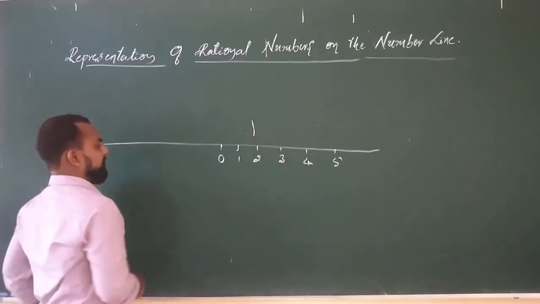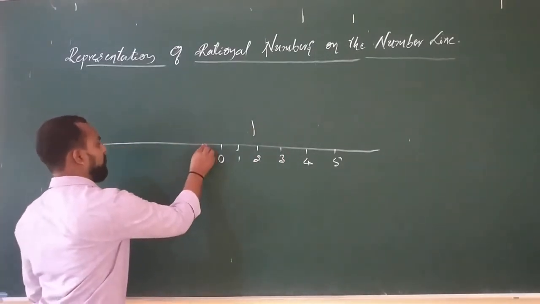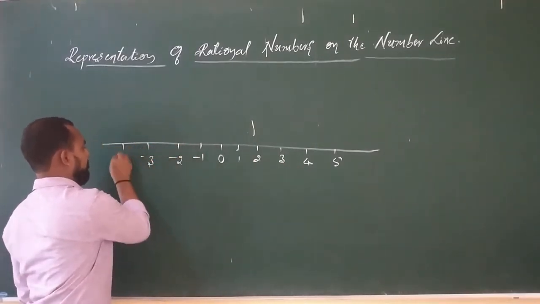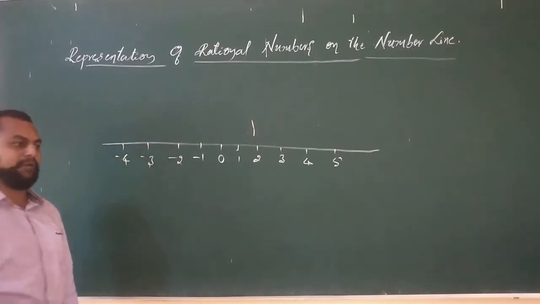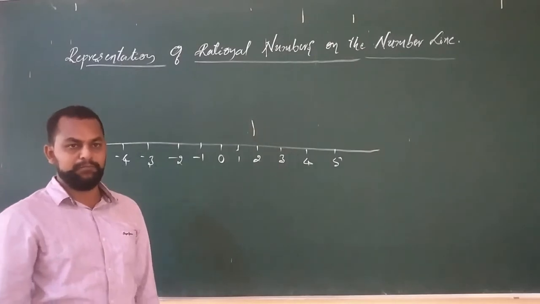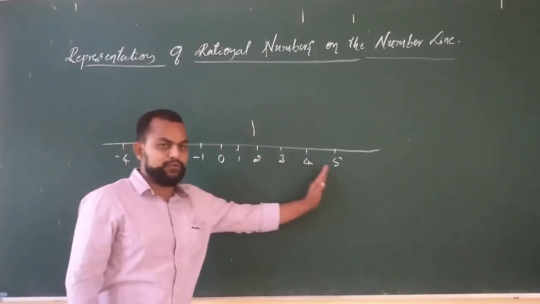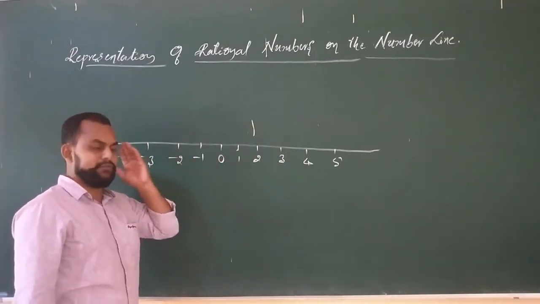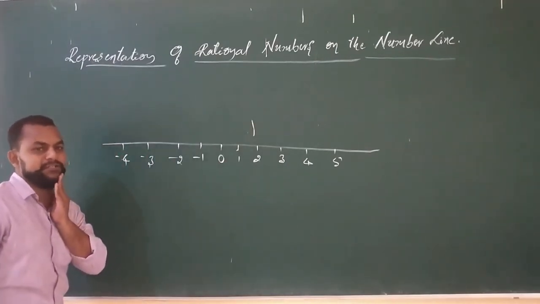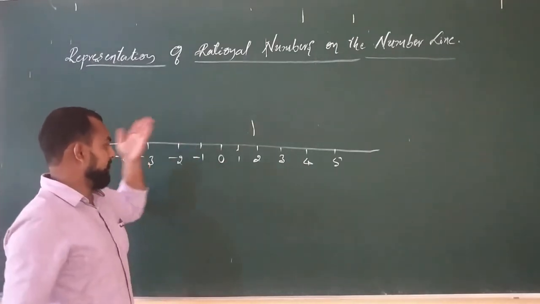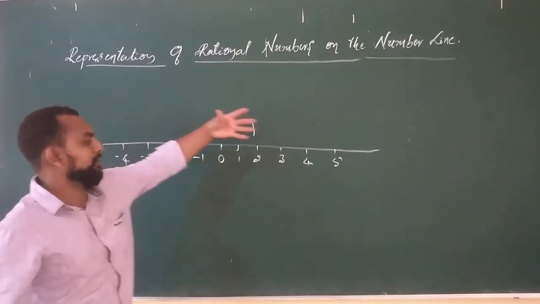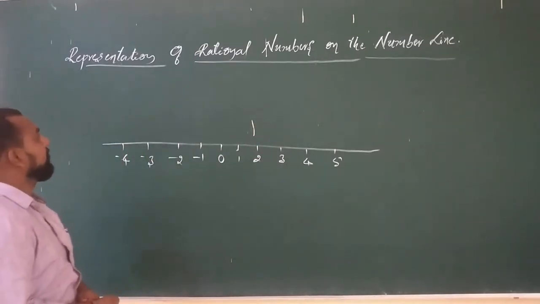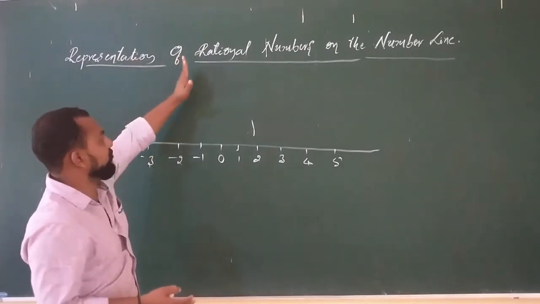Then to the left of 0, moving towards the left, we have -1, -2, -3, -4. You have seen how to represent whole numbers, which start from 0. The integers are the positive and negative numbers together with 0. Here we have -2 and +3 on the number line. Today we are going to represent rational numbers.